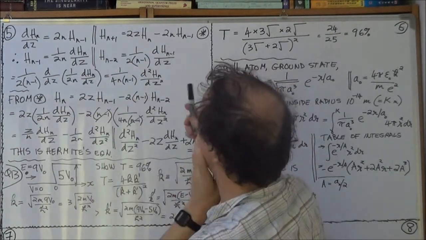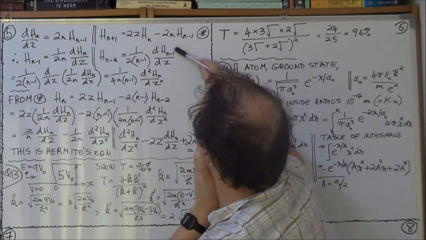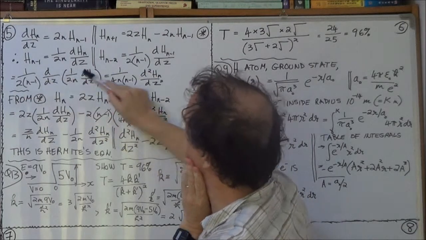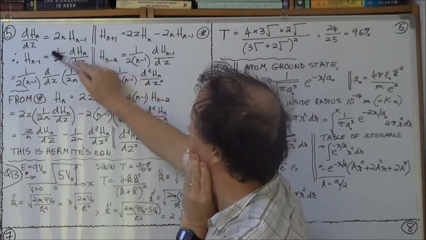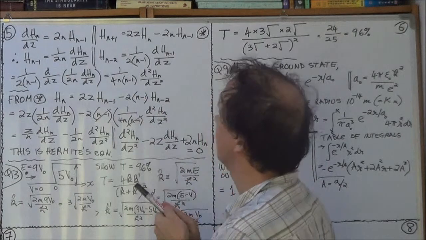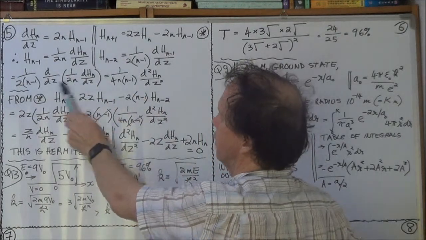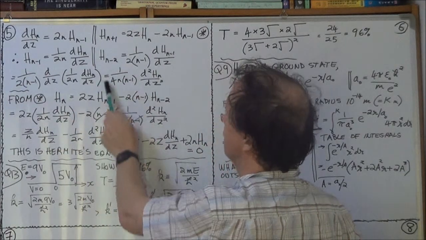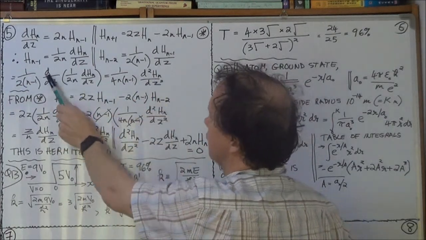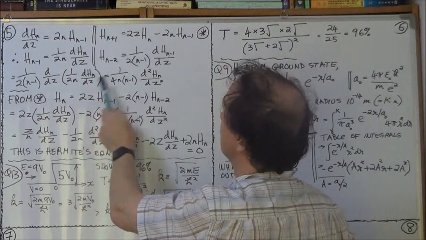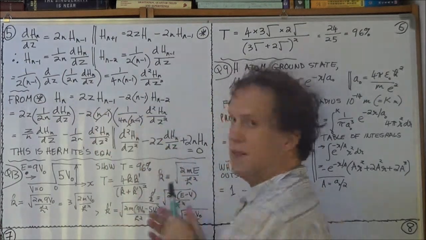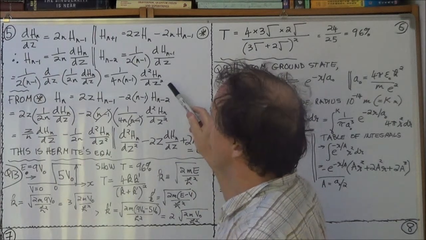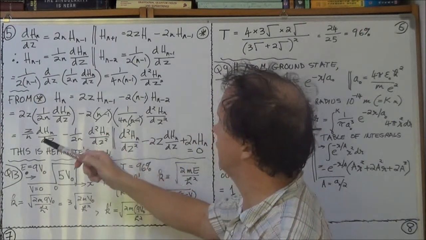So this is just d/dz of H_{n-1}. But we've got that expression, so just plug this in here. Okay? And so this 2n comes outside, so you get 4n(n-1) underneath. And so you're differentiating this twice now with respect to z, so you get d²H_n/dz².